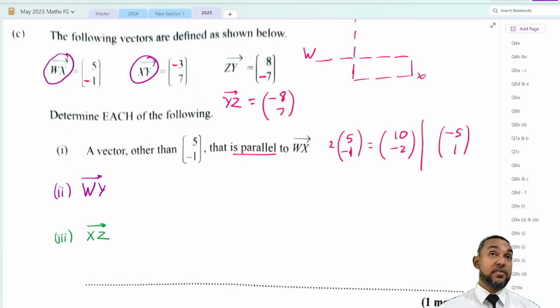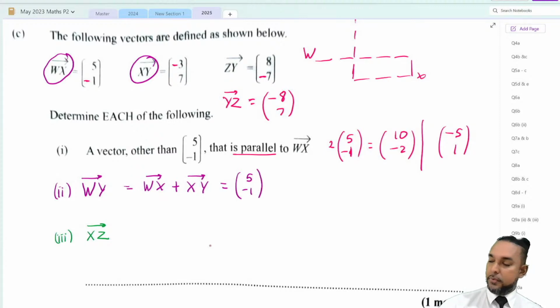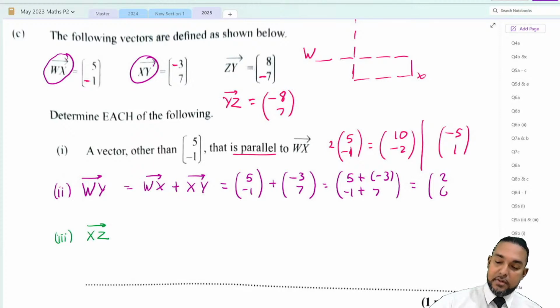X. We could go from W to X, and then we could also go from X to Y. So if you put those together, W to X and X to Y, you could go from W all the way to Y. So WY will literally be WX plus XY, which is equal to (5, -1) plus (-3, 7). When you're adding vectors, you add the corresponding components. So you have 5 plus -3, which is just 5 minus 3, and then -1 plus 7. 5 minus 3 is 2, and -1 plus 7, same as 7 minus 1, which is 6.